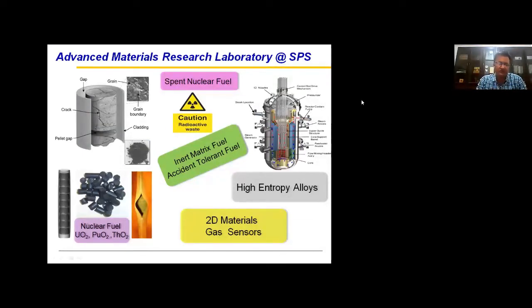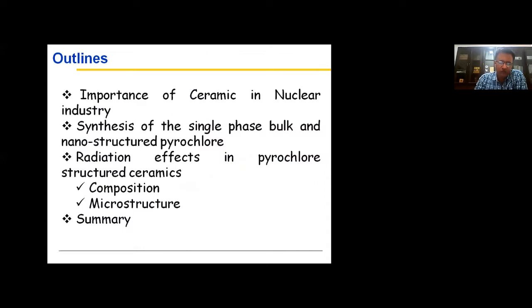We have also started working on 2D materials for gas sensors. But the most important thing in today's talk is spent nuclear fuel, because the main problem with nuclear energy is how we can dispose of the fuel coming from the nuclear reactor in a safe repository. So today's talk is mainly related to development of materials that we can use for disposal of this spent nuclear fuel.